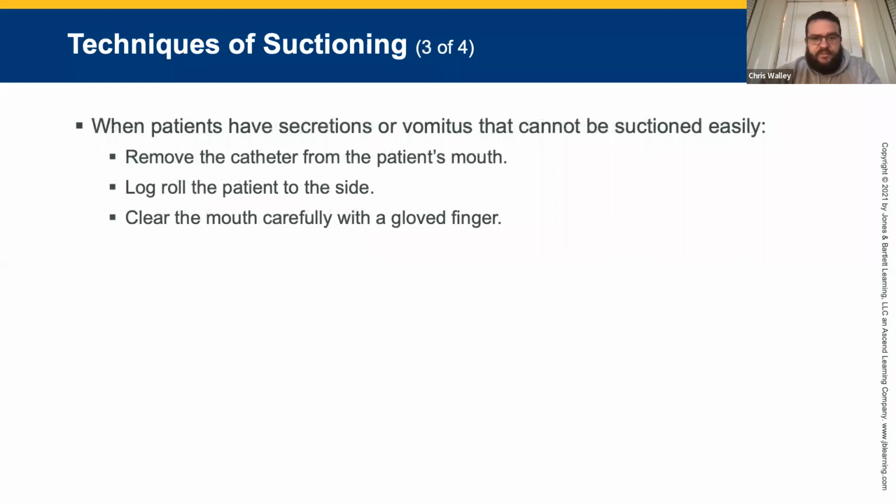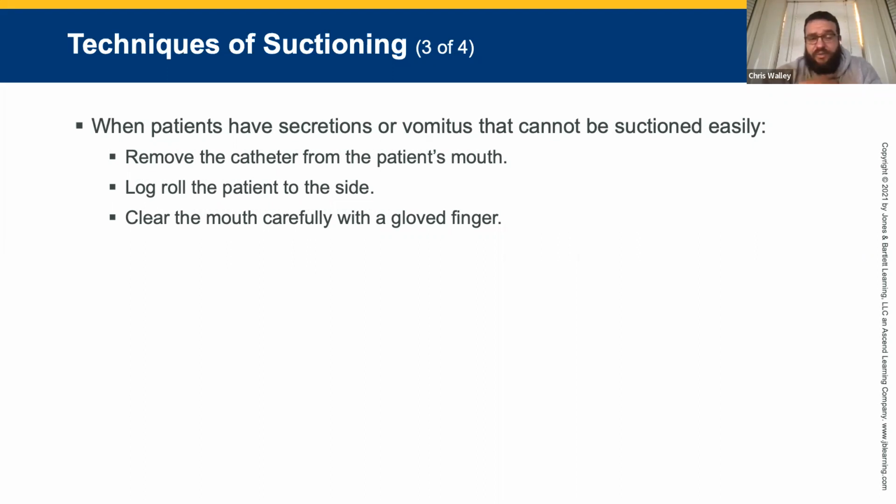I promise you. Sometimes a patient may have secretions or vomit that can be suctioned easily and quickly, and some units cannot remove objects such as teeth, foreign bodies, and food. In these cases, it's just not going to suck it out. It may get stuck. So you have to remove the catheter from the patient's mouth, roll the patient on the side, and clear the mouth carefully with a gloved finger.